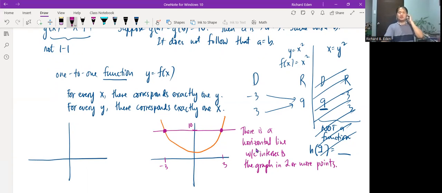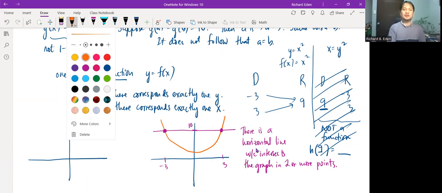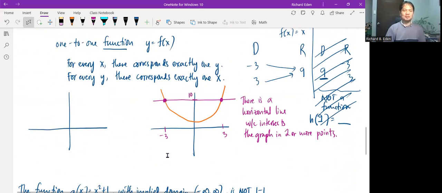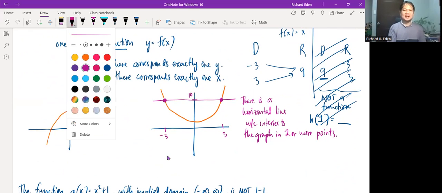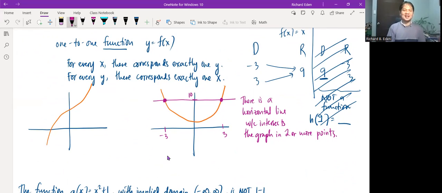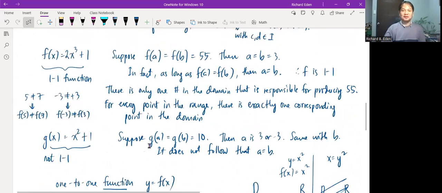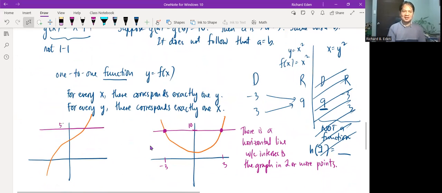Okay, so there's a horizontal line which intersects the graph in two or more points, as opposed to the other graph. I'm not going to try to come up with a super accurate sketch, 2x cubed plus 1, something like that. The shape is the same. So what happens here is that if you consider a particular point in the range, I considered 55, there is only one corresponding point in the domain, only 3, which is responsible for 55.